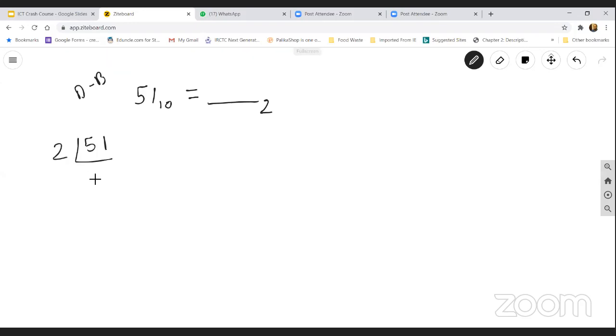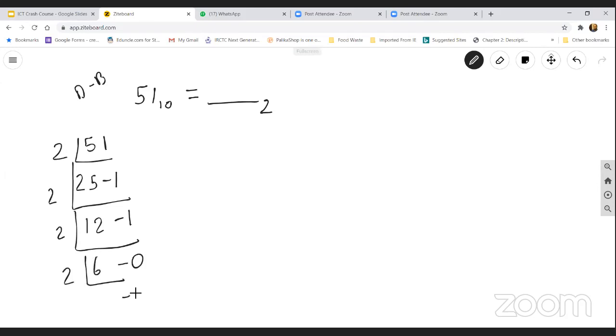So 51 base 10, because it is a decimal number, we have to convert into a binary number, base 2. We divide by 2. 51 is not divisible by 2 because it is an odd number, so I take 1 as a remainder, and it becomes 50. Then 50 divided by 2 is 25. Again 25 is not divisible by 2, so we take 1 here and it becomes 24. Then 24 divided by 2 becomes 12. 12 is divisible by 2, the remainder is 0, and it becomes 6. 6 is divisible by 2, it becomes 3. So 1, 1. Now we write from bottom to top: 1, 1, 0, 0, 1, 1. This is the binary number of 51.